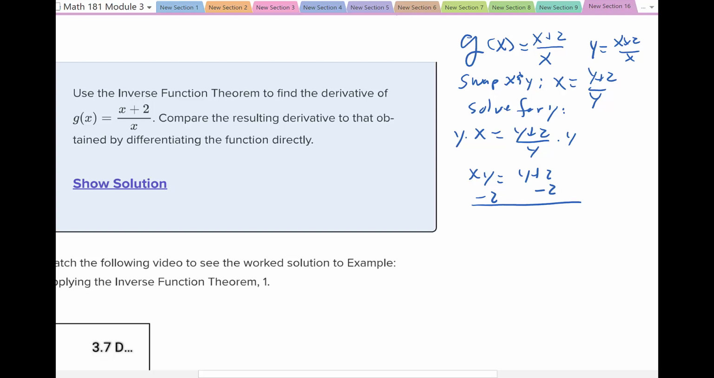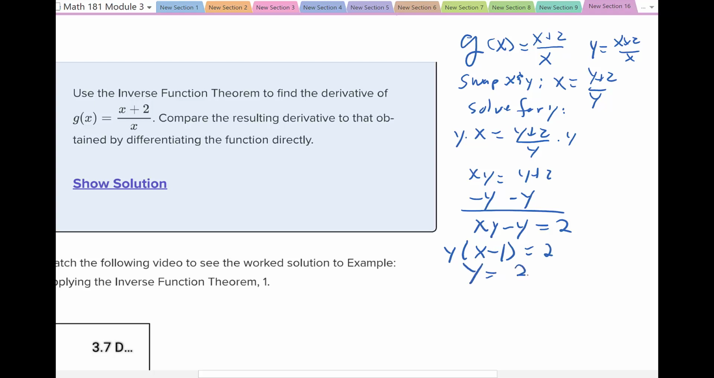No. Need to subtract y from both sides. We would have xy minus y equals 2. Factor out the y, so y times x minus 1 equals 2. So y equals 2 over x minus 1. And for the sake of being convenient here, I mean, that's our g inverse of x, but we can call that our f of x too.